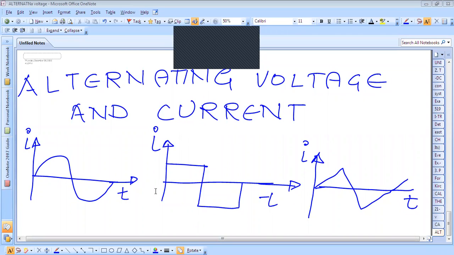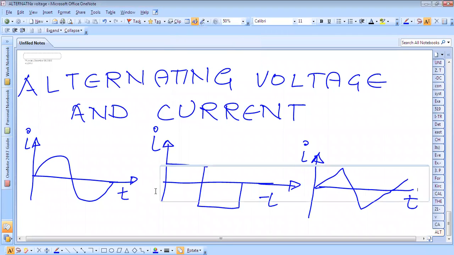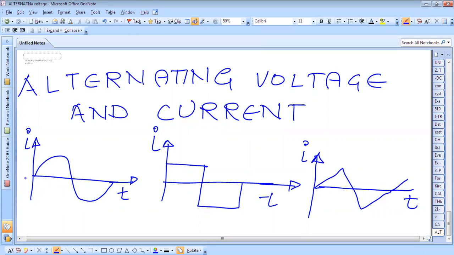Today we'll discuss the alternating voltage and current. In DC we have seen that the current has remained constant, but in the alternating system the current is alternating after some time. If the current is varying in such a fashion, it is called the alternating current.